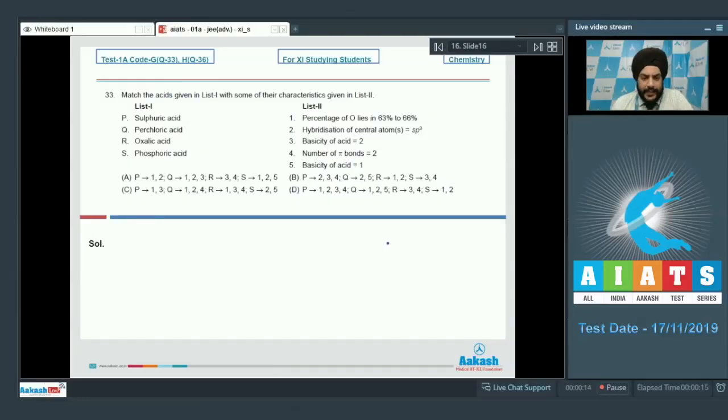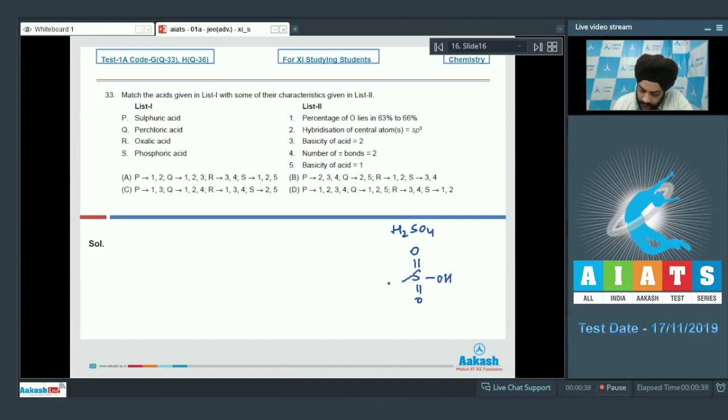Let us look at question number 33, students. Match the acids given in list 1 with some of their characteristics given in list 2. So if we talk about the first acid, students, it is given to us that it is sulfuric acid. So if we talk about sulfuric acid, it is H2SO4. Okay. So we can try and draw the structure.